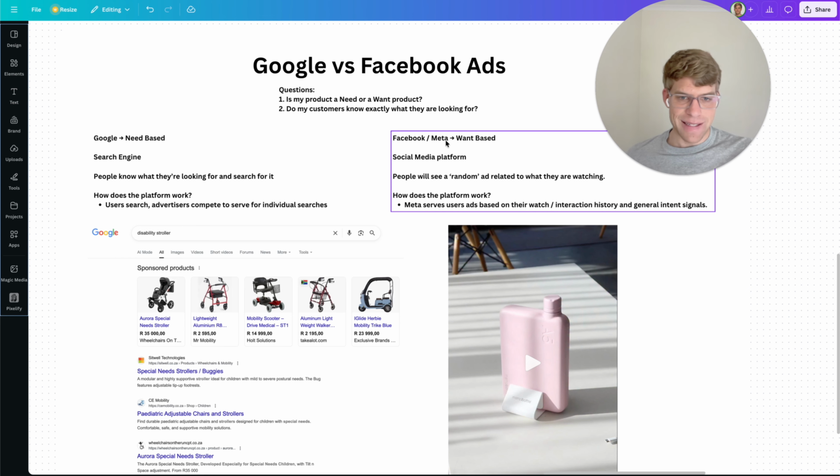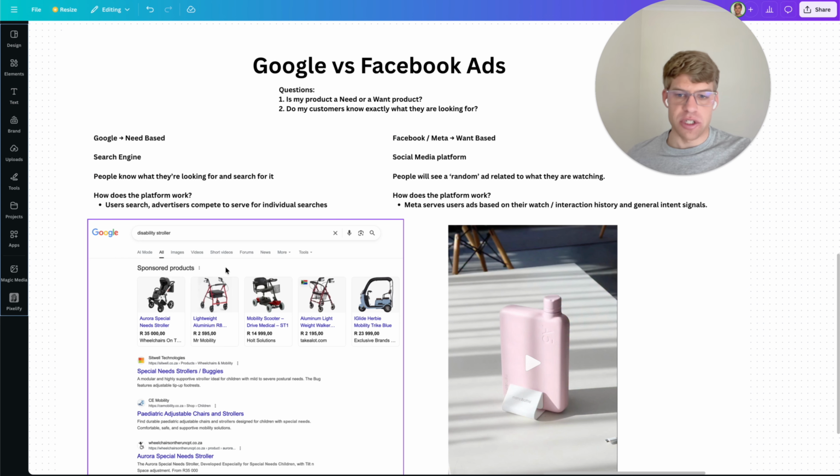So Meta is a social media platform where Google is a search engine. So obviously a search engine, people go into the search engine, search for a specific term, and then are served a set of results based off that specific term. On a social media platform, users are served whatever content is most relevant to them based off their watch/interaction history with different content and I guess general intent signals. So what posts they like, what posts they comment on, save, share, etc.